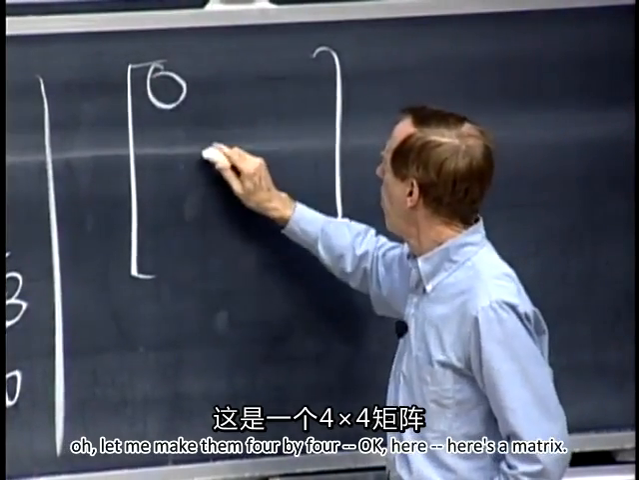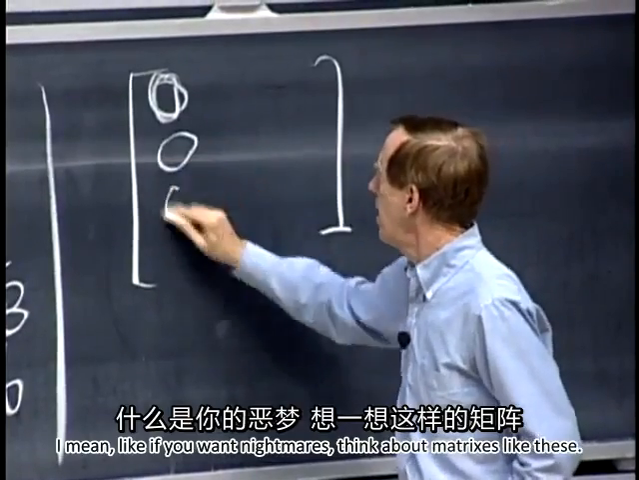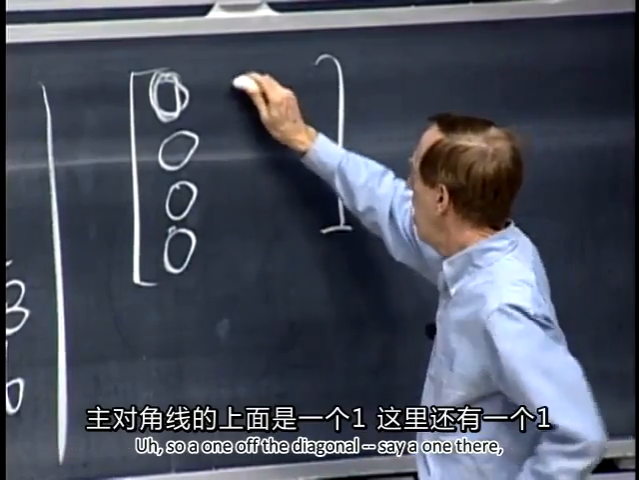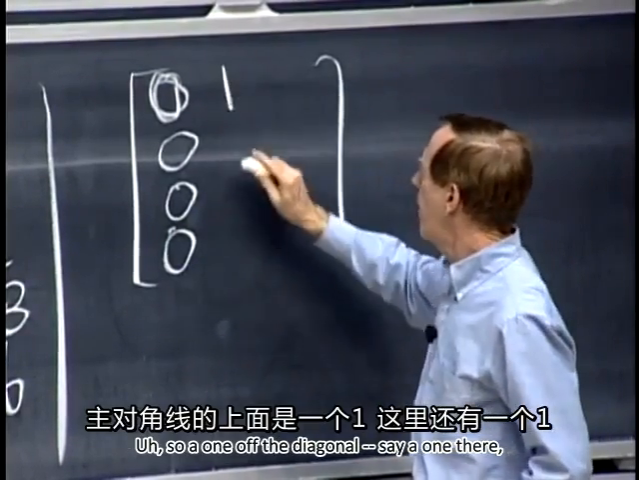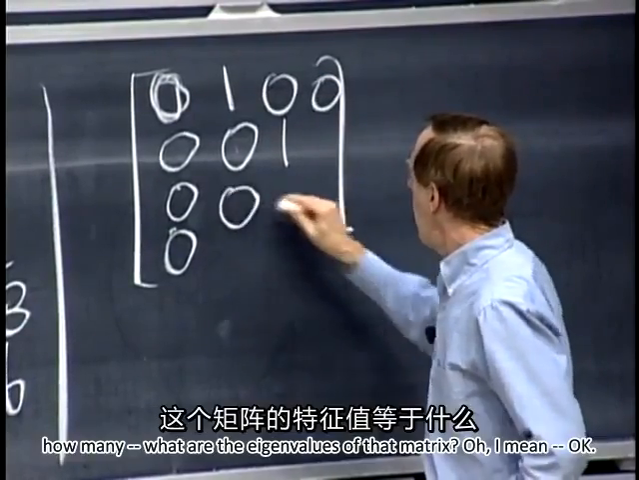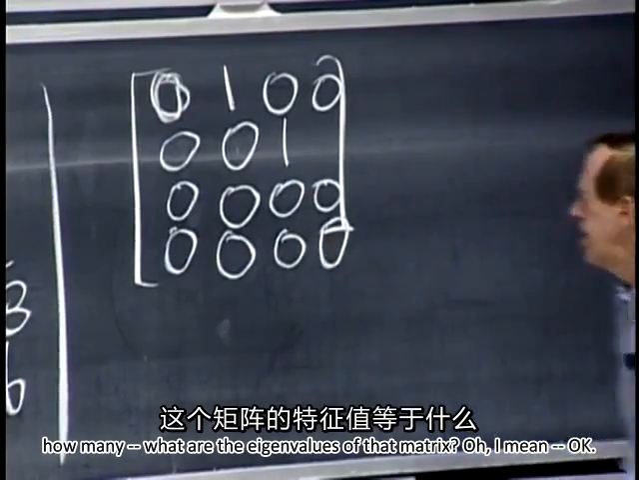Oh, let me make them 4 by 4. Okay, here's a matrix. If you want nightmares, think about matrices like these. So a 1 off the diagonal, say a 1 there. What are the eigenvalues of that matrix?